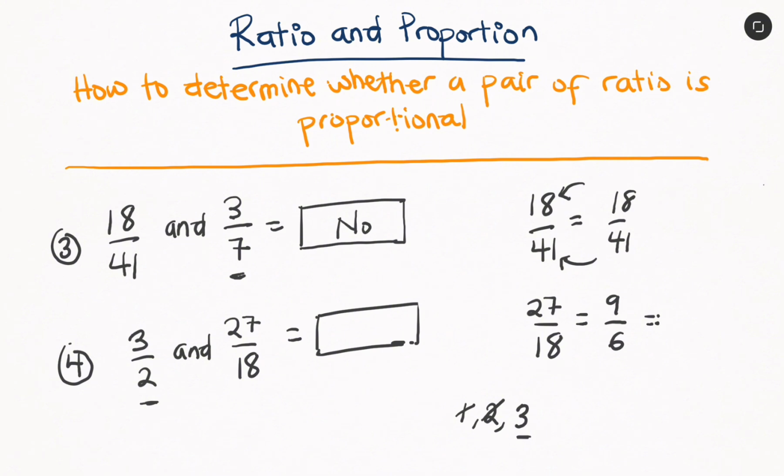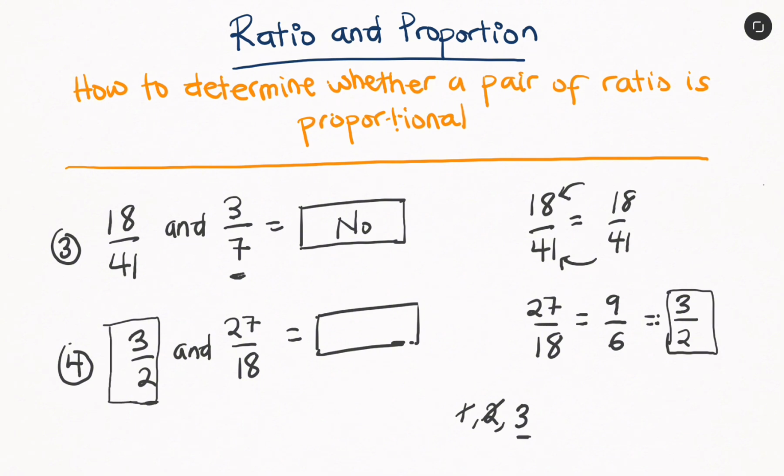Now I ask myself, which other number can go into 9 and 6 at the same time exactly without any remainder? Now if I look at it, 3 can do the exact same job for us again. 3 can go into 9 3 times, and then 3 can go into 6 2 times. So if we simplify 27 on 18, we are going to get 3 over 2, which is the same as the beginning ratio that we have over here.